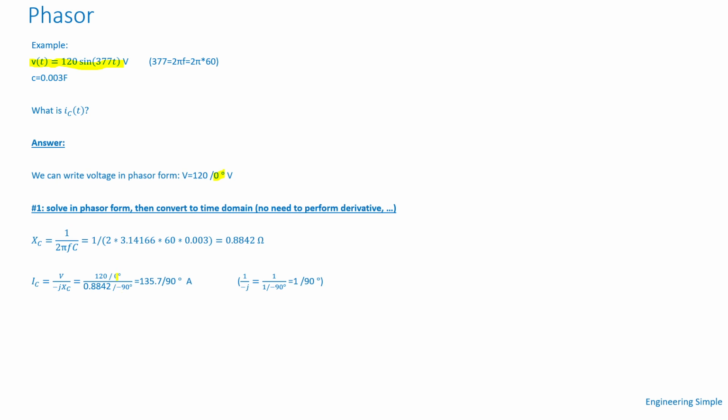Again, I would recommend going back to those videos. For the magnitudes, you take 120 divided by 0.8842, which gives you 135.7. For the angles, when you have division, you take angle 0 minus 90. That's why we have plus 90. From here, 1 over negative J is 1 over a magnitude of 1 with an angle of negative 90, which is just 1 with an angle of 90. If you bring the angle of 90 up, you change the sign.